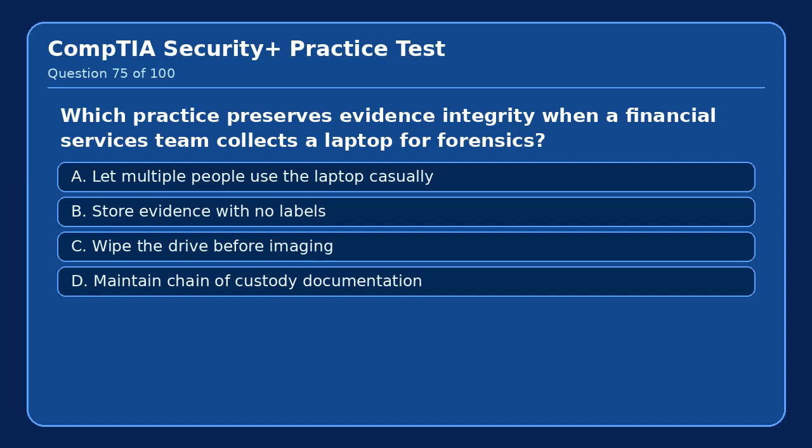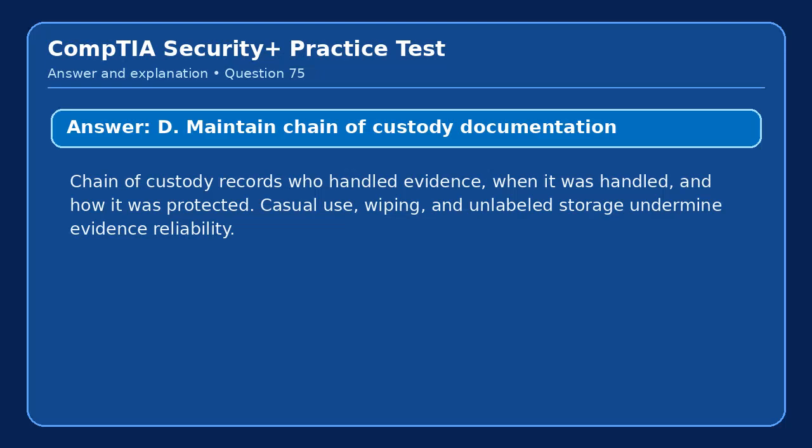Question 78. Which backup strategy improves a software company's ransomware resilience? A. Maintain offline or immutable backups tested through restoration. B. Store backups on the infected server only. C. Keep the only backup mounted to every workstation. D. Never test restores. Take a moment to choose your answer.